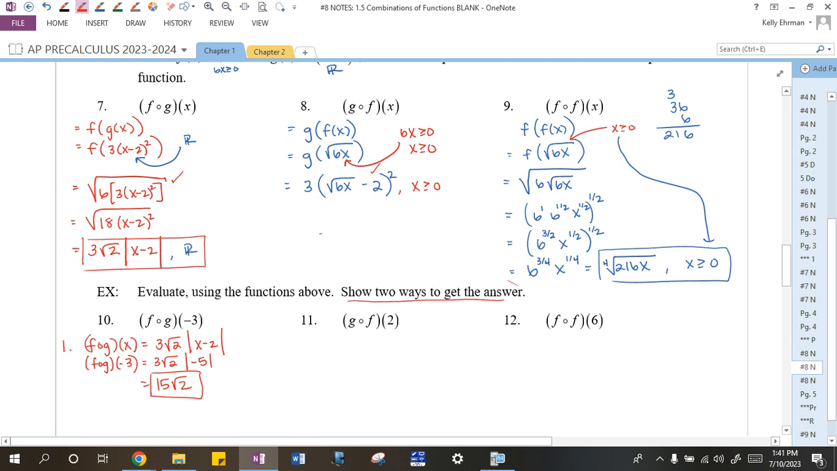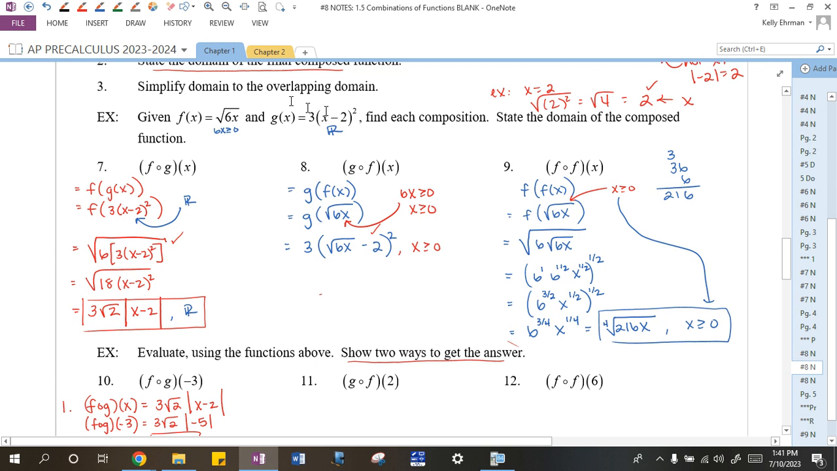If I didn't go through all this trouble, though, maybe I haven't found the composition. Like maybe part A was just evaluate. It wasn't find the actual equation. So the second method is the numerical method, which I prefer. F composed with g of -3 means f of g of -3. So take it in pieces. First find g of -3.